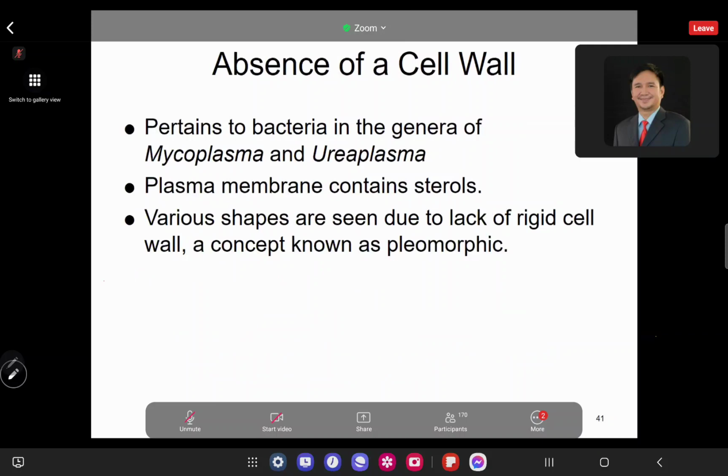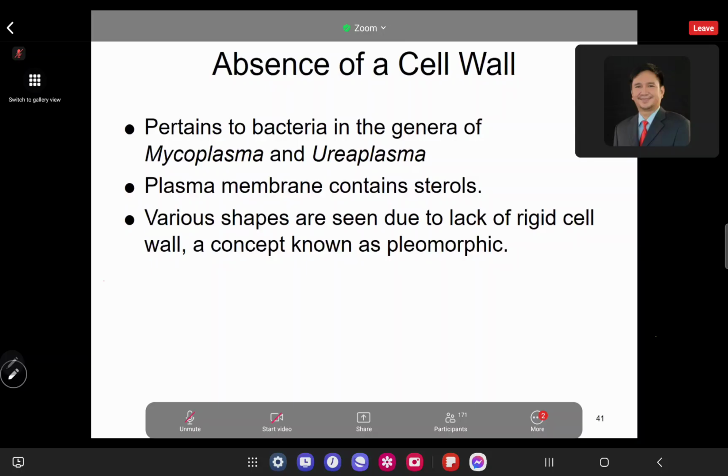Some bacteria, such as those in the genera Mycoplasma and Ureaplasma, lack a cell wall. Now, what's the implication of having no cell wall? They have a plasma membrane, and this plasma membrane will contain sterols that would provide stability and strength in the absence of a rigid cell wall. Also, they could exhibit pleomorphism. What is pleomorphism? Exhibition of various shapes.